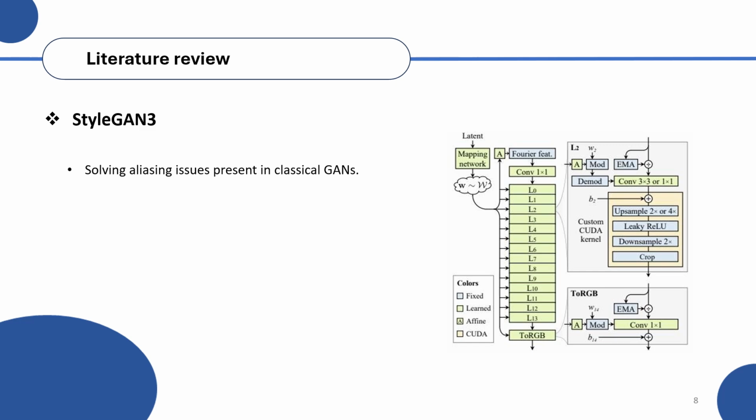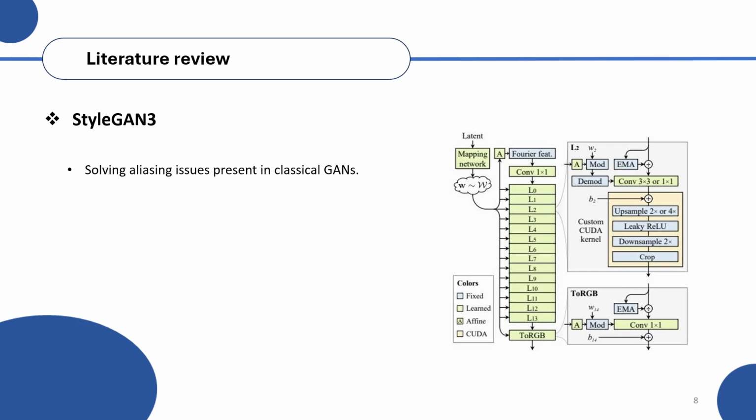Next, it passes through Fourier features, which capture spatial frequencies, making transformation smoother and more natural. This prevents detail from being fixed to a specific position in the image. Then the data passes through a 1x1 convolution, which adjusts the features for the progressive generation of the image through a series of layered blocks L0 to L13, where each block refines the details and increases resolution.